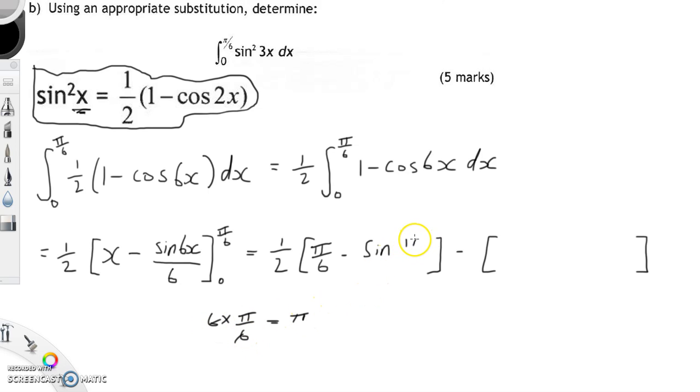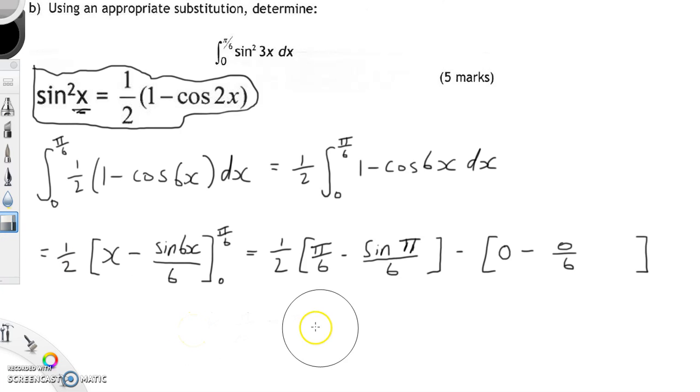So we get pi up here, pi, sine pi, all over 6. And in the second bracket, 0 goes in instead of x here, minus sine 6 times 0, which we've already established. The sine of 0 is 0, so it's going to be 0 over 6. So this whole second bracket comes to 0, which is handy. And then it's just a matter of figuring out this last bit.